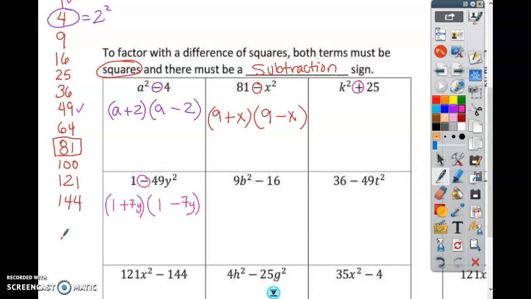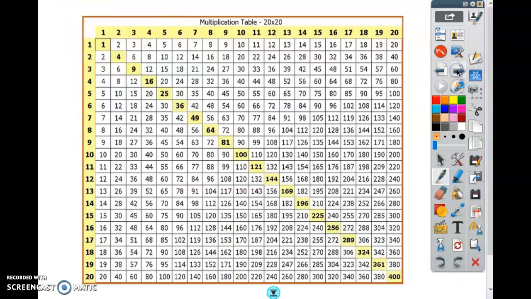We're just taking square roots. Difference of two squares. I'm going to start off like this. And again, it can be minus or plus, it doesn't matter. The square root of 9 is 3. The square root of b squared is b. The square root of 16 is 4. And if you don't believe me, look at your notes. The square root of 16 is 4.